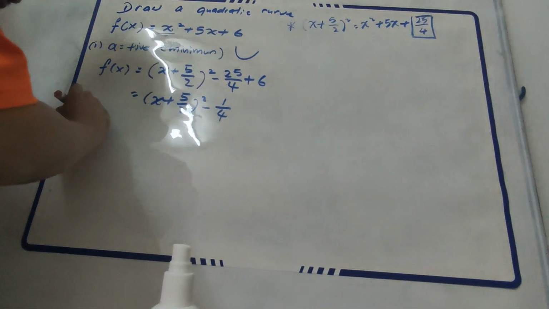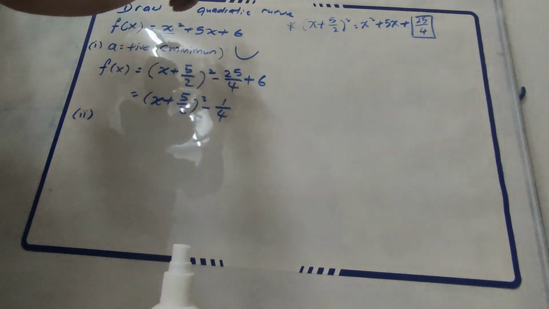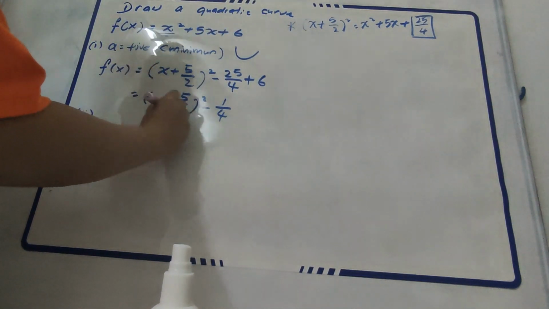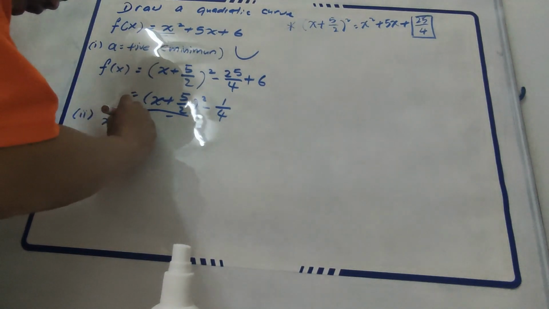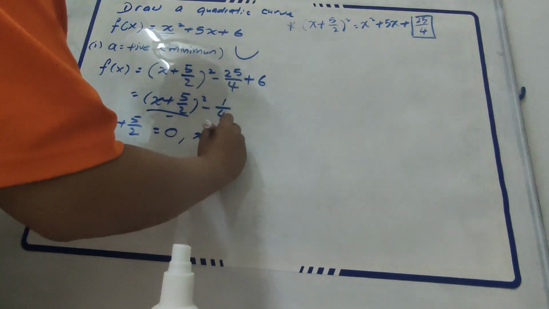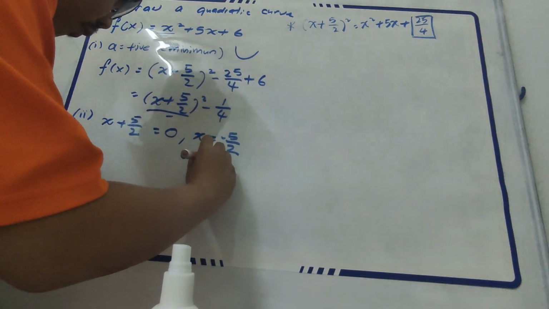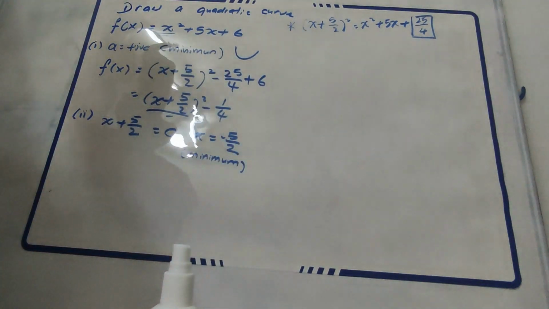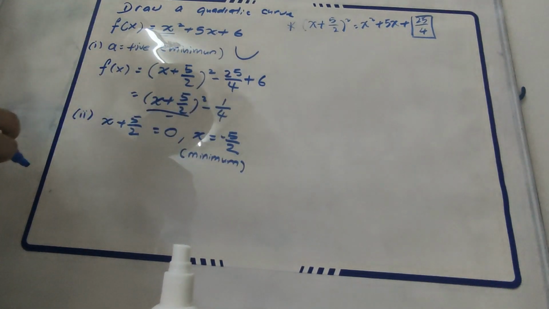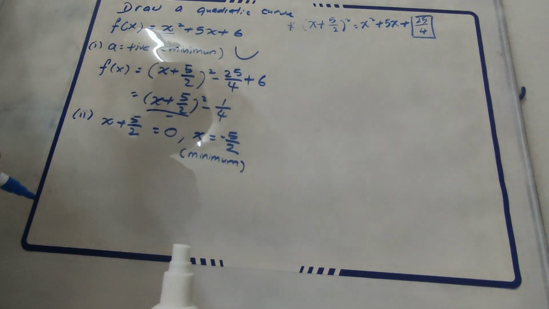Okay, the second one: if you want to find the minimum value of the quadratic equation, inside the bracket make this equal to 0. x plus 5 over 2 equals 0. So your x is minus 5 over 2, the minimum value. And after you find x equals minus 5 over 2 at the minimum value, the x is equal to minus 5 over 2, negative.